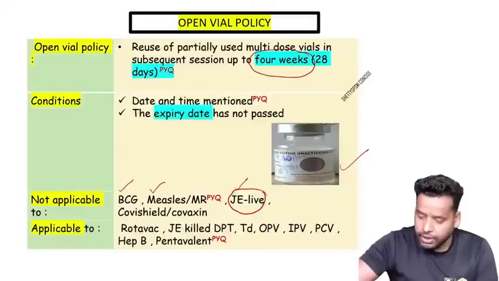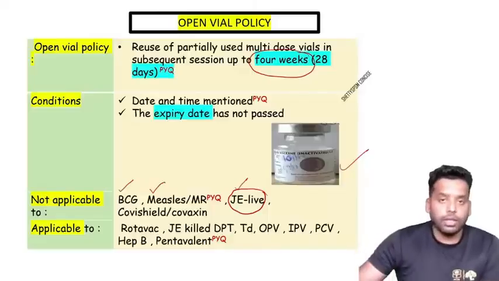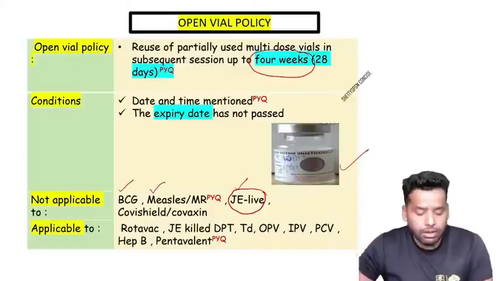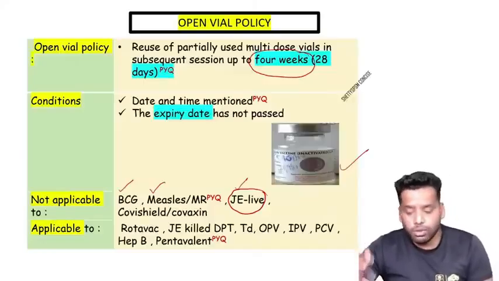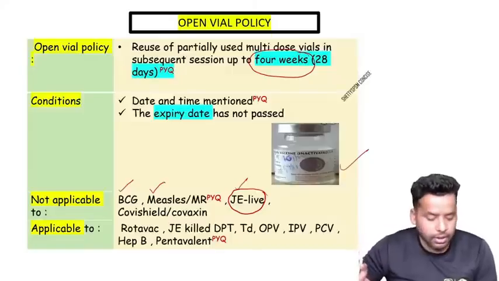Japanese encephalitis live vaccine is diluted. So whatever you are diluting, BCG, measles or MR or JE live, if you are diluting, you have to use it within 4 hours. You cannot use it in the next session.